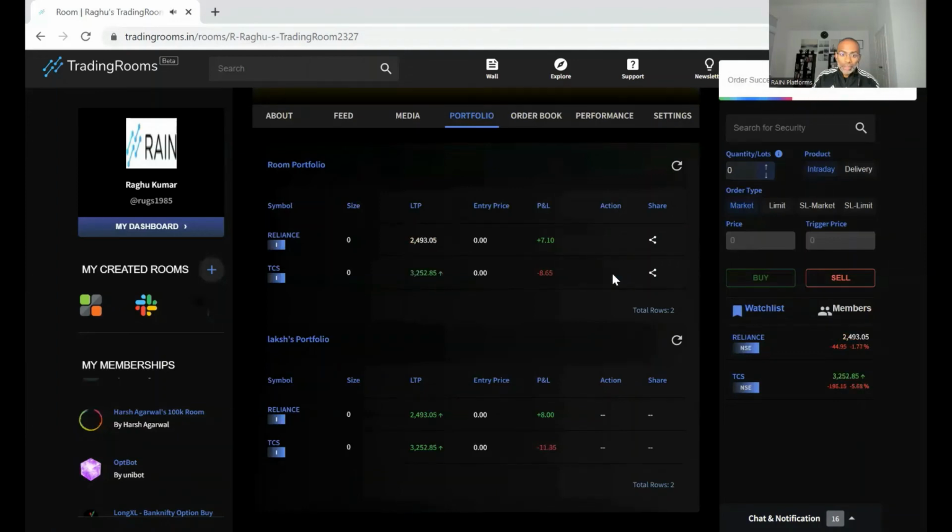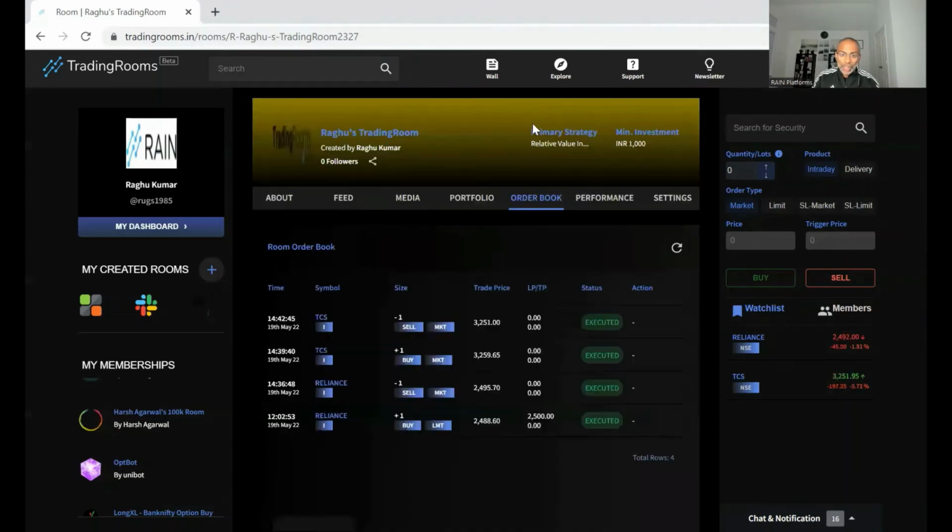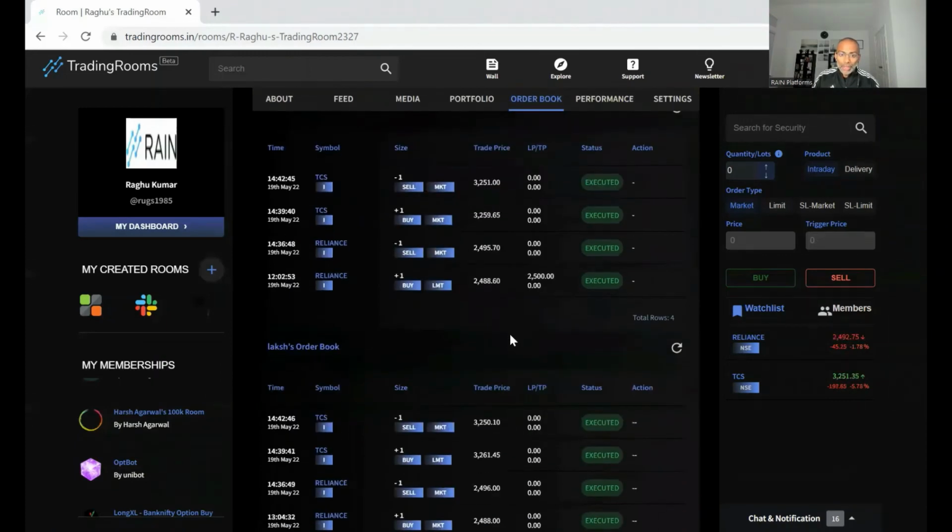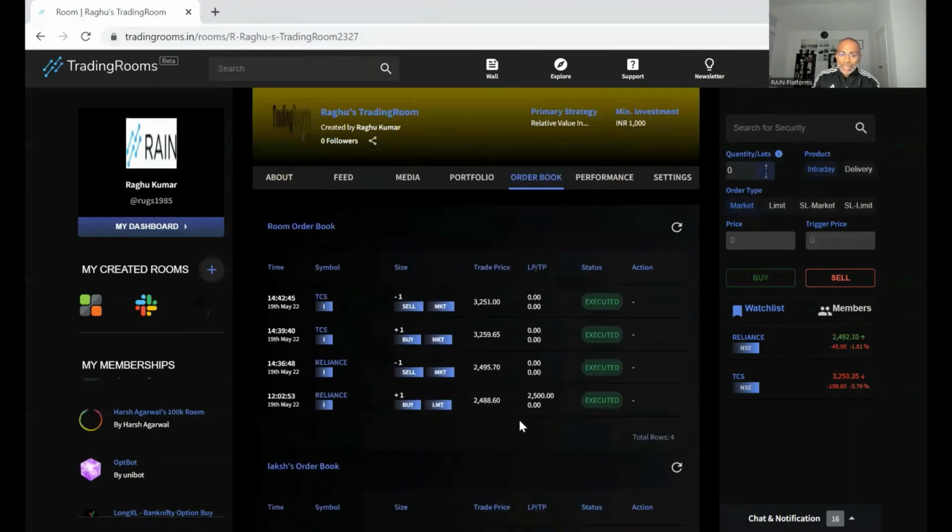It's been transmitted, and that order has also been taken on Lakshmish's account. So if I go to the order book, I can see that my buy order got my sell order, which basically netted out my buy order, got executed at 3251. And on Lakshmish's account, it got traded at 3250.10. And so this is kind of how trading works.